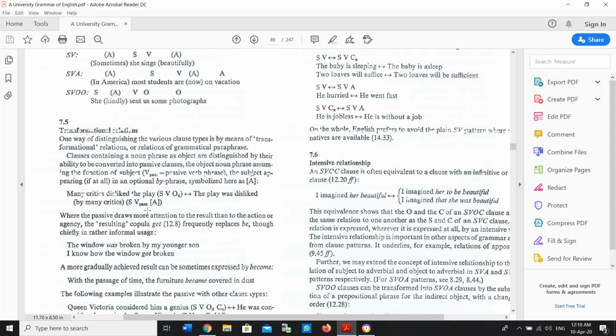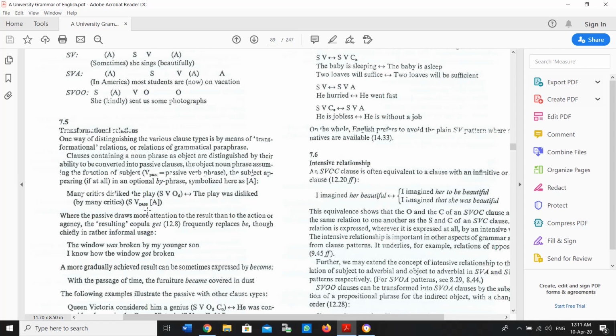Why do we use passive? We use passive for two reasons. Either we want to shed light on the action rather than the doer of the action. عندنا الأكشن أهم من اللي سوى الأكشن. So we want to shed light on the action because we believe that the action is more important than who did the action. This is one thing.